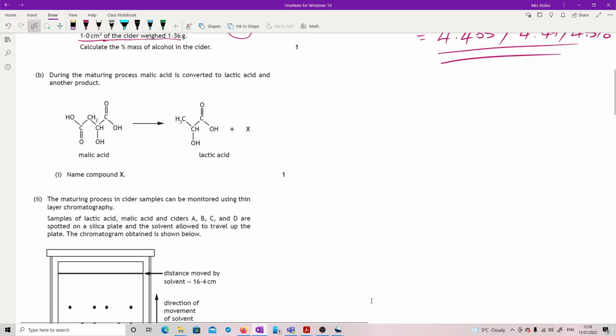During the maturing process, malic acid is converted to lactic acid and another product. Name compound X. Okay, so these are the only things that are coming out of it. So let's see what's in the lactic acid, where it came from in the malic. So I've got this bit here is quite obvious, and this is quite obvious, and we're still going great guns. Then we've got a CH3. So there's CH2, and then I need to take my other H from here, which leaves me with CO2. And there's your answer. We know it has to be that because there's nothing else going in. That's really what's important to see.